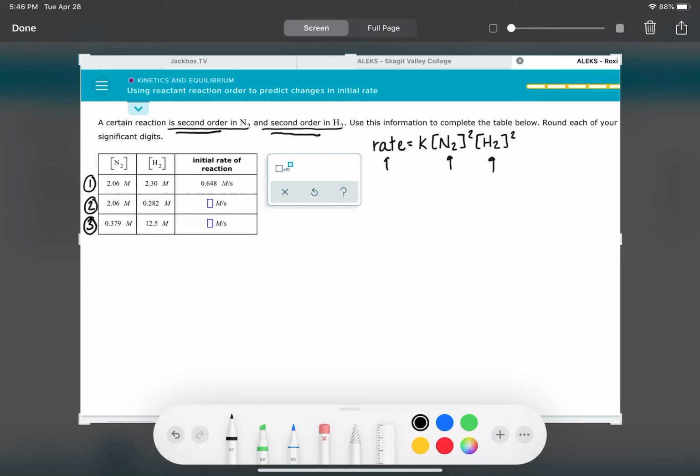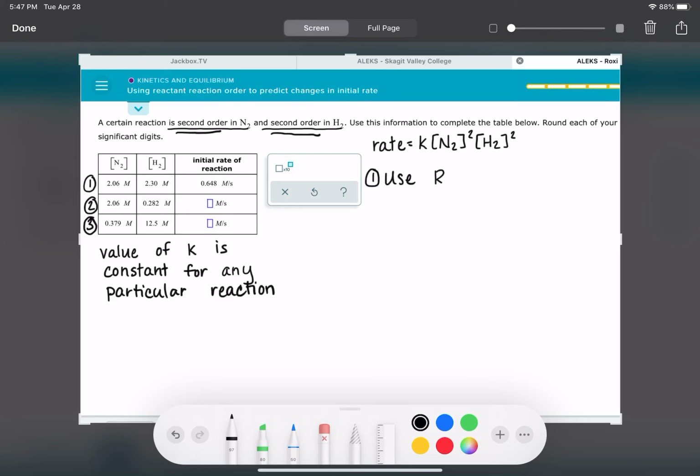So in this problem, what we're going to keep in mind is that the value of K, the rate constant, is going to be the same for the same reaction. For any given reaction, it's a constant. So we can use the data for reaction number 1 to solve for K. And then once we know K, we can use K and the concentrations to solve for the rate of the other 2 reactions. So let's start by figuring out what K is.